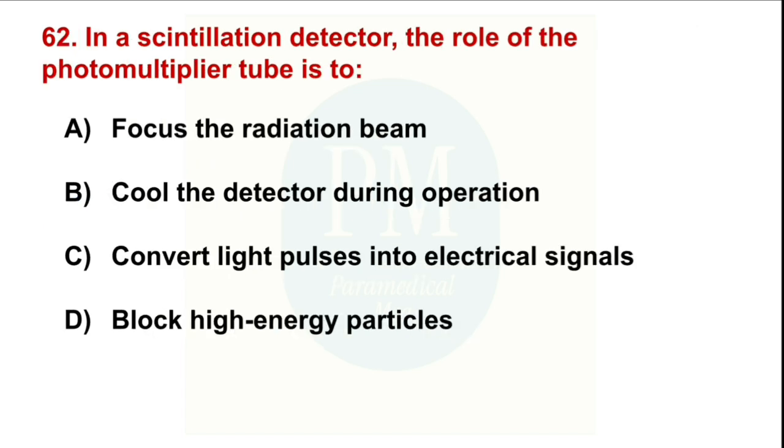In a scintillation detector, the role of the photomultiplier tube is to: Option A, focus the radiation beam. Option B, cool the detector during operation. Option C, convert light pulse into electrical signals. Option D, block high energy particles. The correct option is option C, convert light pulse into electrical signals.